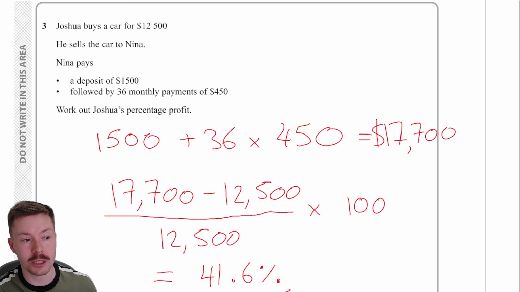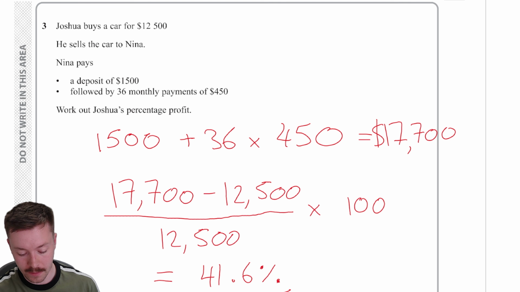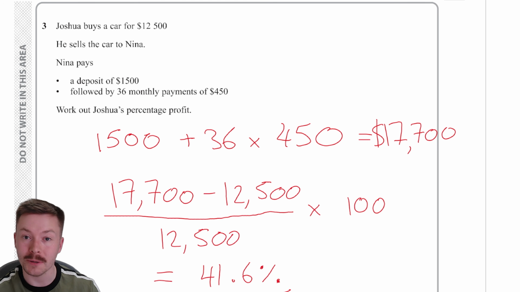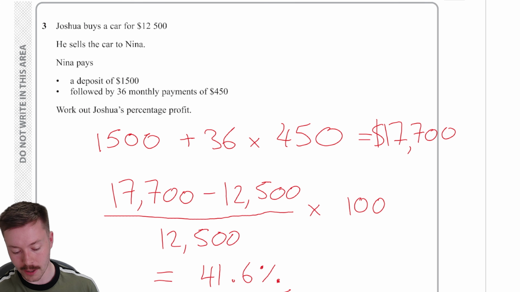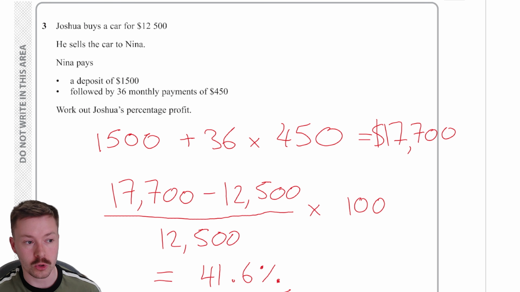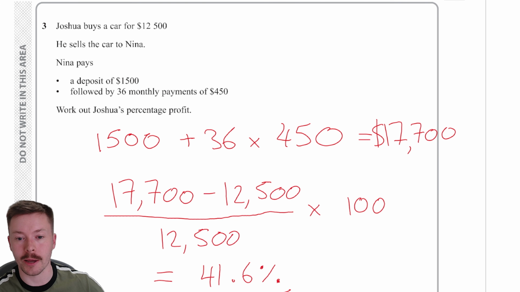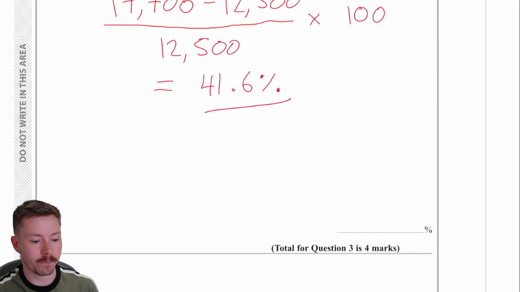41.6% of 12,500 and add it on. So if we did that, 41.6% times by, or 41.6% of 12,500, a way to do that is type in 0.416, because that is changing your percentage to a decimal, times by 12,500 gives us 5,200, which when we add it on gives us that 17,700. So we know we are correct there. Okay, so that's fairly straightforward.